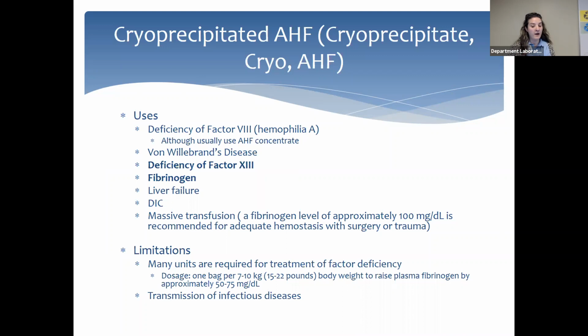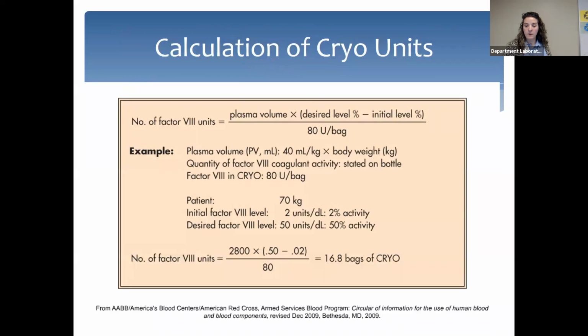The downside of cryo is that you do have to pull several units together to reach that therapeutic dose. So it does expose your recipient to multiple donors. Therefore, increased risk of infectious disease is the concern there. This calculation was in your textbook and I included it here. I don't want you guys to memorize this or anything, but I just wanted you to know the cryo dosage is based off of your patient's weight. All right, and that's really all I wanted you guys to know.